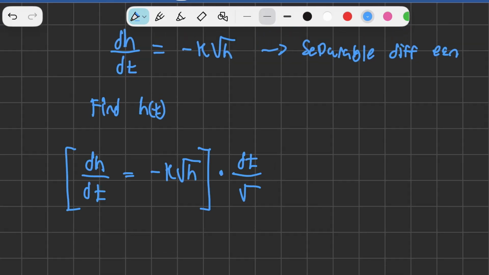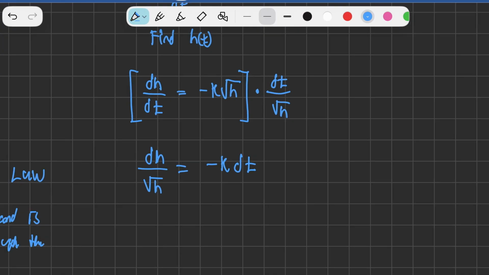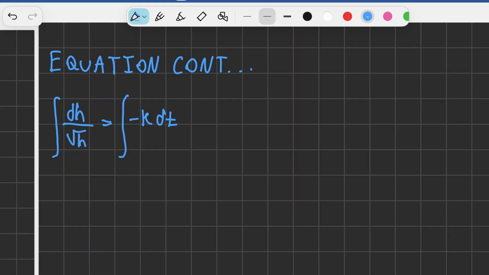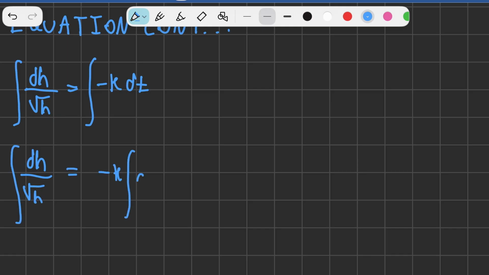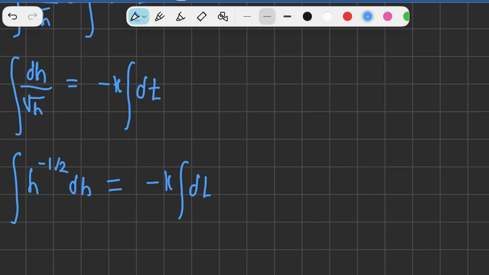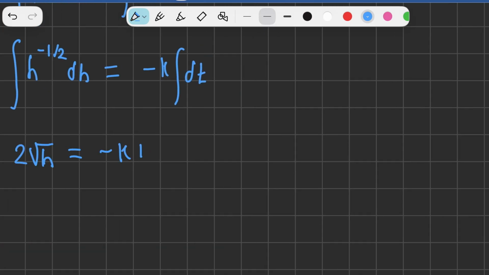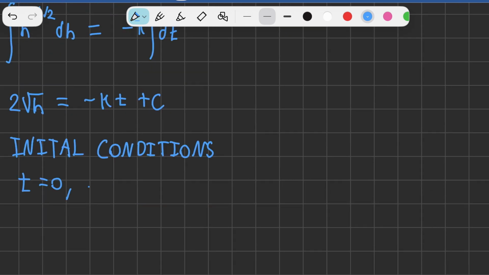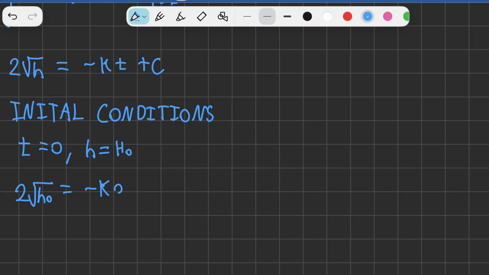Separate the variables. Integrate both sides. And apply the initial condition, that at time 0 the height is the full 2 meters.